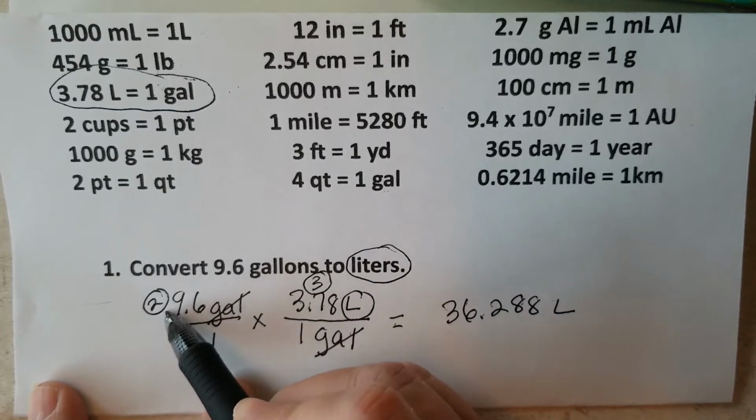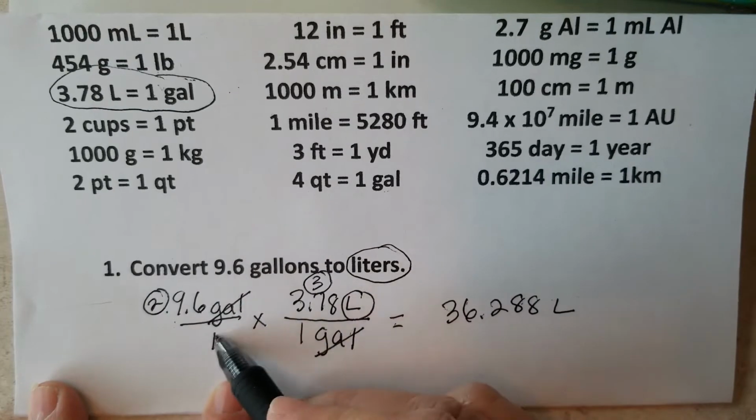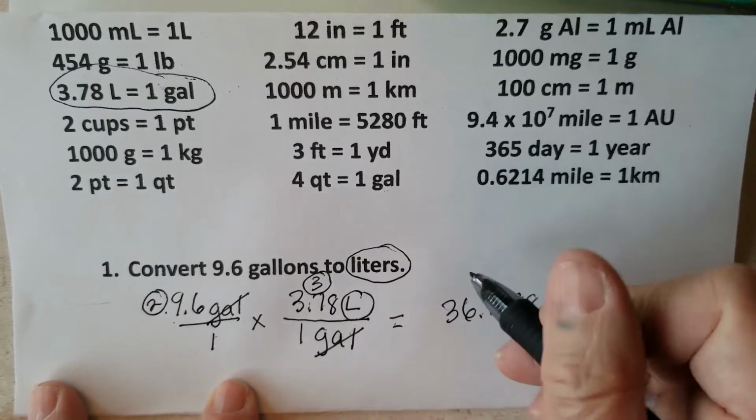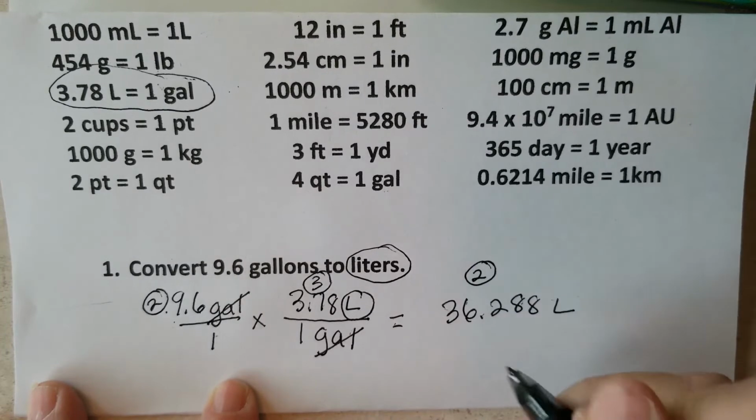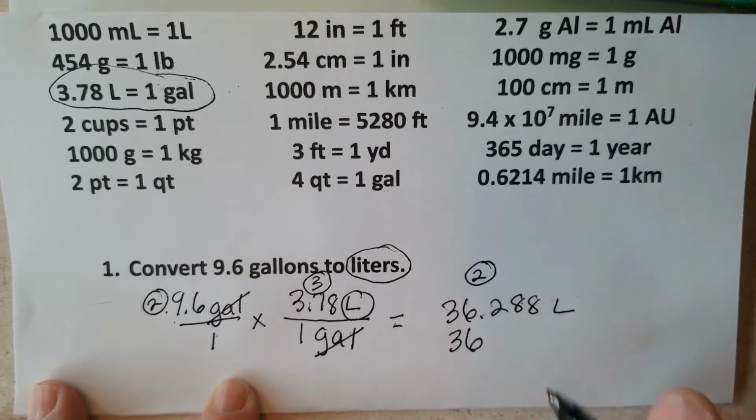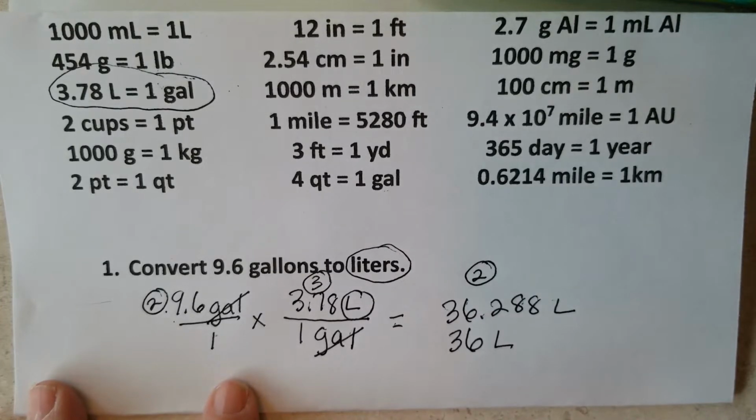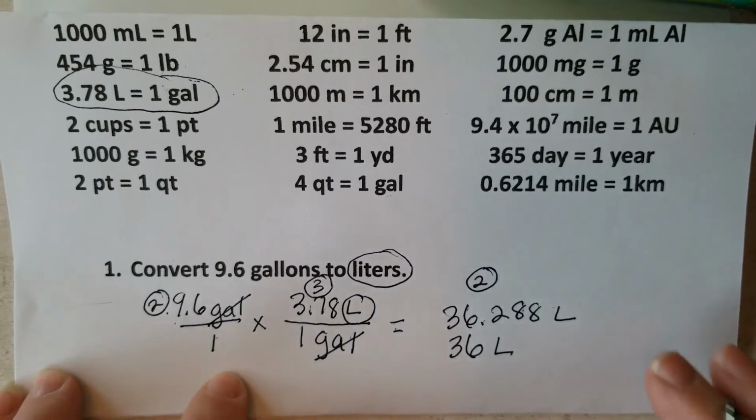So I have 2 sig figs here and 3 sig figs here. I ignore these 1s, and I can only have 2 sig figs in my answer. So this rounds to 36. I drop this off. 36 liters. Pretty simple. All right, what about the next problem?